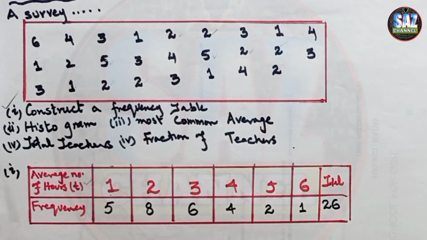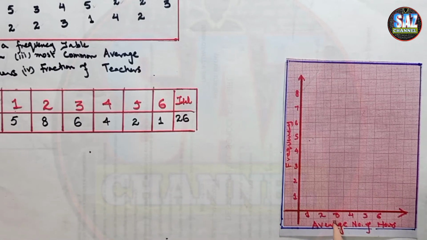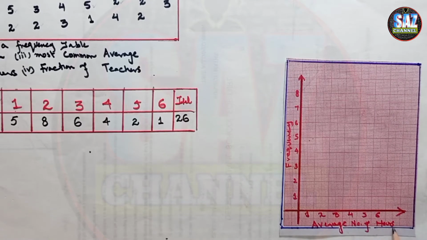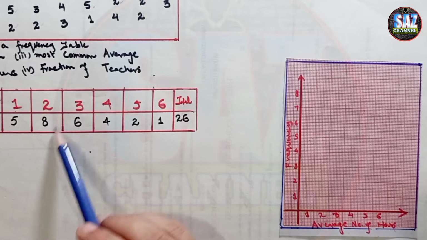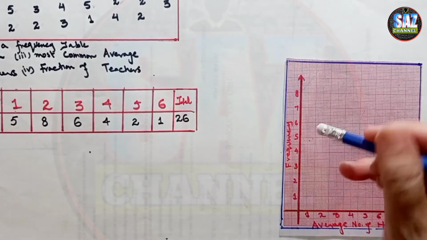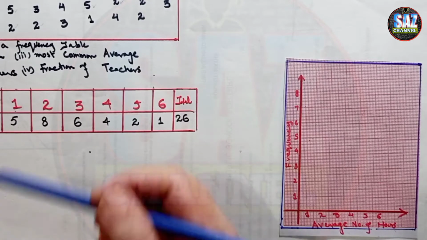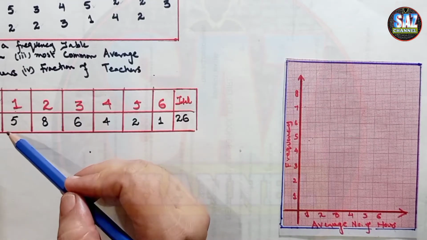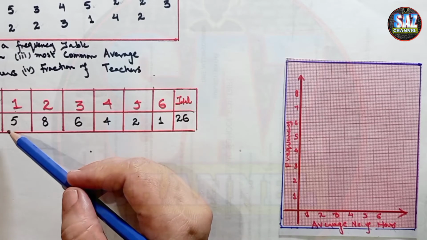Second part is we have to go for the drawing of the histogram. You can see that the minimum number here is 1, then 2, and the maximum is 6. This will be coming on the x-axis, and this is the frequency. The largest frequency is 8, so I have to set the scale of the y-axis so that I can accommodate 8. I hope you remember that the histogram is the graph of adjacent rectangles.